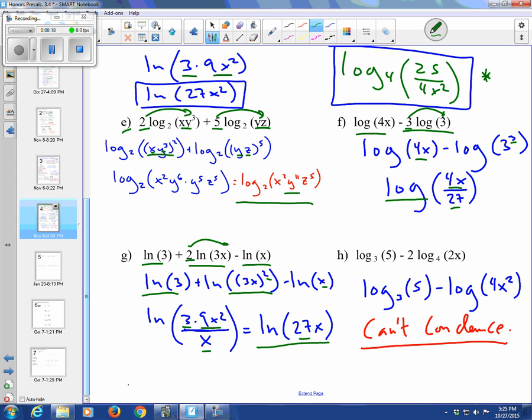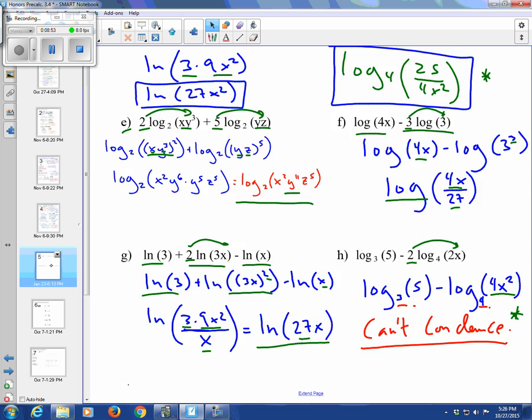So right here, this last one, we're sort of seeing a big neon sign. If we look at this expression, we can at least bring this multiplication of 2 inside and make it an exponent, which will give us 4x squared inside our log base 4. But then we cannot condense these into one logarithm because they do not have the same base, right? This is a log base 3, and this is a log base 4. So these two will not condense into one logarithm.